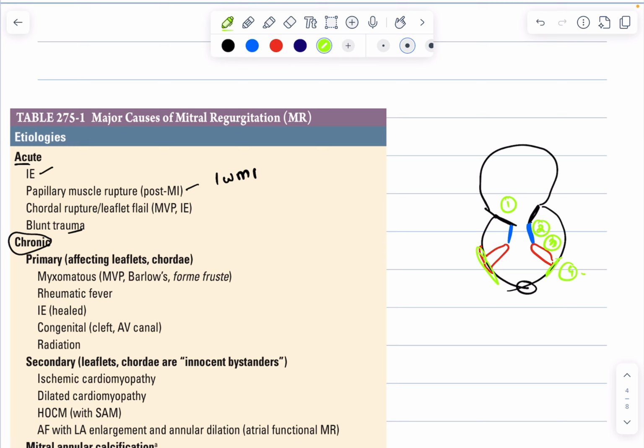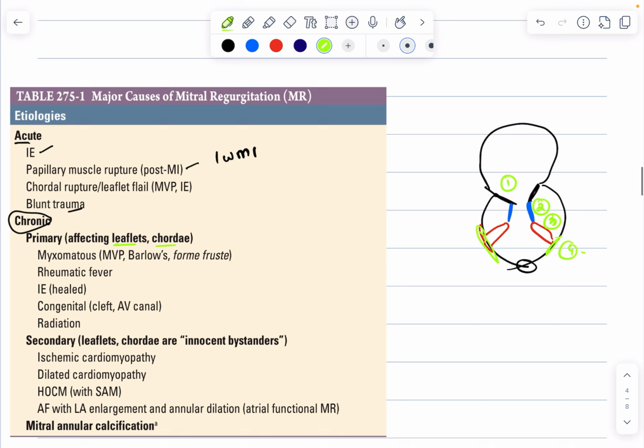If the leaflets or chordae are involved, this is known as primary mitral regurgitation, and if the myocardium or papillary muscles are involved, then it is known as secondary mitral regurgitation. The causes of primary MR are myxomatous causes like mitral valve prolapse, also known as Barlow's disease. This was asked in this year's NEET SS exam, or forme fruste.